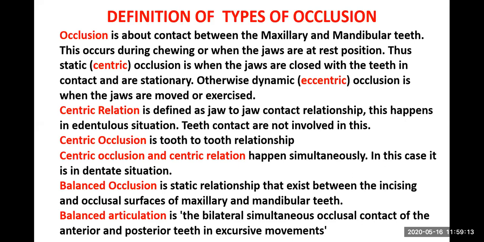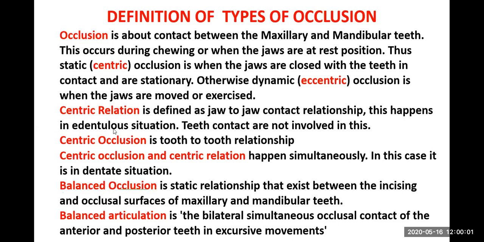So we can recognize centric occlusion, which means a static relationship. Eccentric occlusion is a dynamic relationship between the upper and lower jaw. So when you are chewing, for example, there's mobility in the jaws. That is eccentric relationship. But when the jaws are in rest position, that is, they came together, that is centric occlusion. Then centric relation. Scientists are in doubt about what should be the stable meaning of centric relation. But I put this together for you so that you can understand.